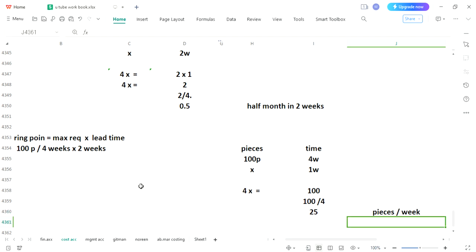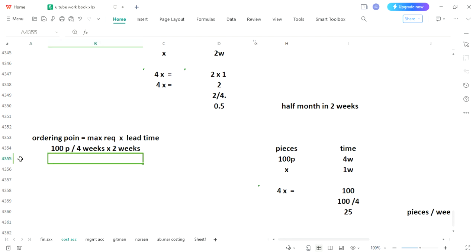Okay, now come over here in the second alternative way to calculate the ordering point. We have got 25 pieces per week, and time is 2 weeks.